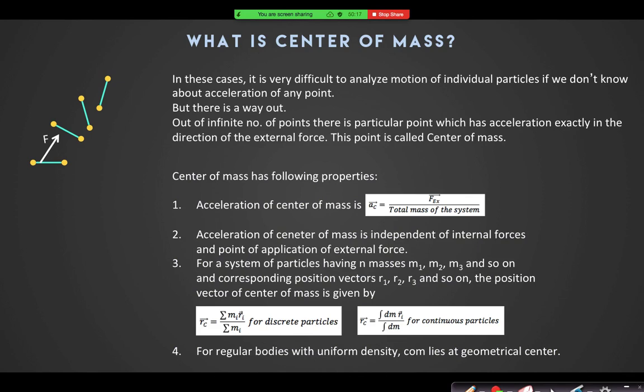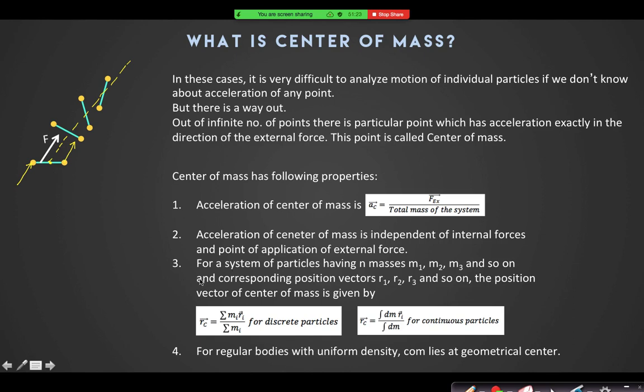What are the few properties of center of mass? The first property is acceleration of center of mass is F external divided by total mass of the system of particles. Number 2, acceleration of center of mass is independent of the internal forces and also the point of application of external force. So it does not matter how this center of mass moves. In this particular case, if I say that center of mass moves in this direction, even if you apply this force F on the ball B, or if someone applies the force F on ball A like this, any point you apply the force on the system, you will find that center of mass will move in the same direction, because it only depends on the force. And when you are shifting that force, actually the force is not changed. The vector is not changing if you are shifting it parallelly.